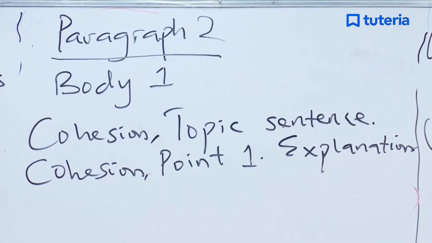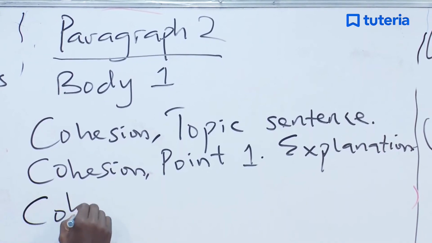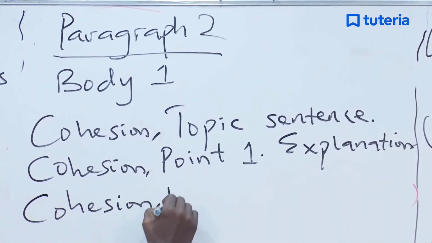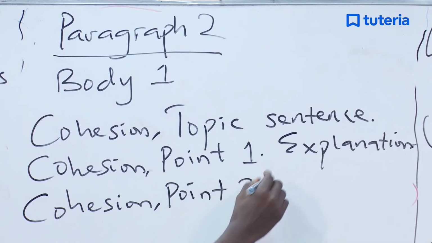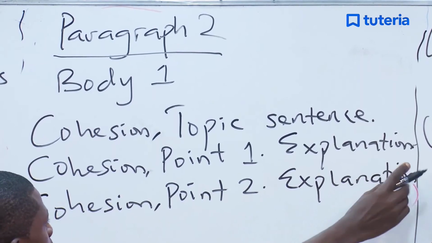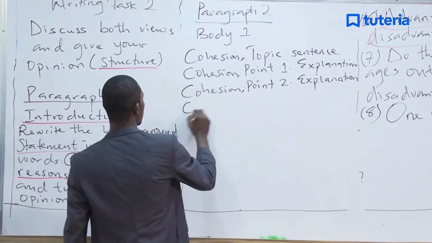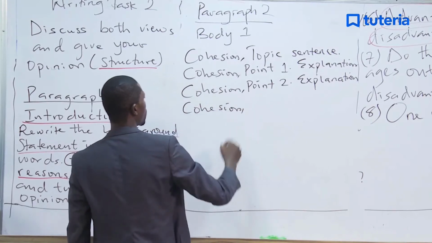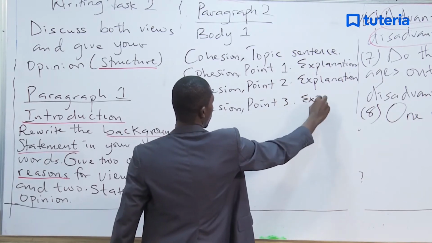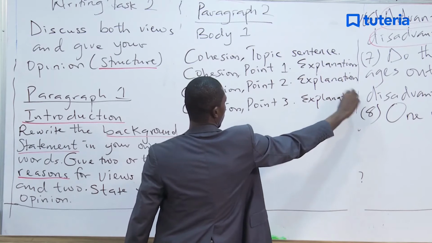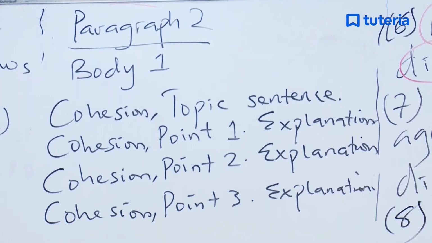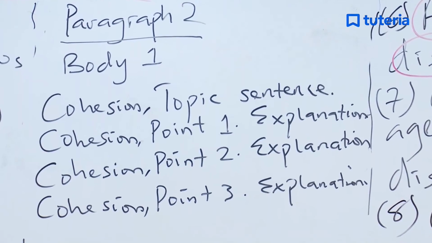Okay? So we still have cohesion again. We have comma. Then we have point 2. Then we have explanation. Then we have cohesion again. Cohesion, we have point 3. Full stop, then we have what? Explanation. So that is it. So this is the structure of body 1. This is how it's going to look like.